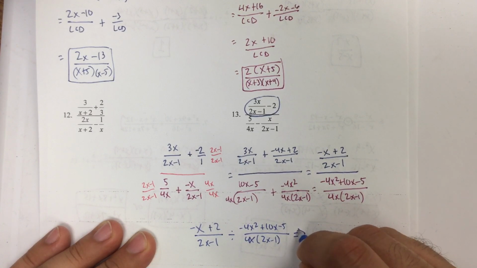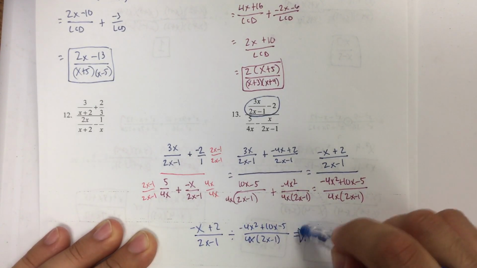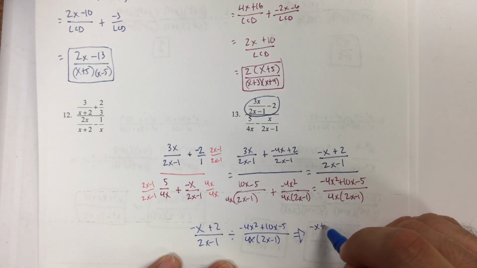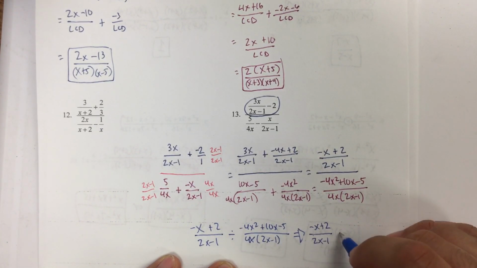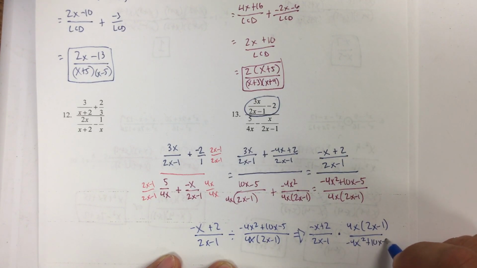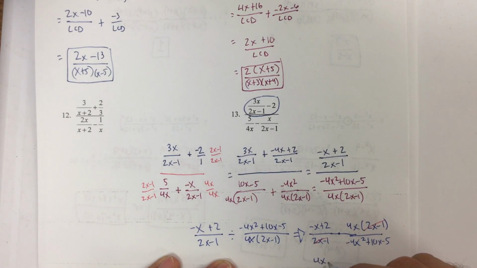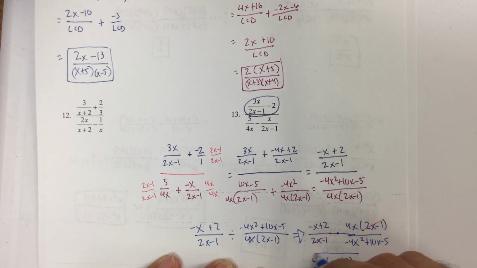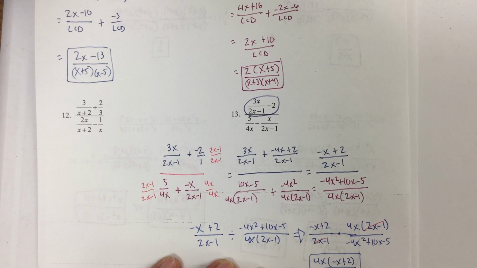And as you recall, when we solve these, all we do is we flip the second one over and multiply. So negative x plus 2 divided by 2x minus 1 times 4x times 2x minus 1, rewriting the bottom now, over negative 4x squared plus 10x minus 5. And extend this, and hopefully you can see the only thing that cancels out is the 2x minus 1s. So now I'm okay with my final answer being 4x times negative x plus 2 over the denominator of negative 4x squared plus 10x minus 5. And nothing else can be reduced. Oh, there you go. And moving on from here.